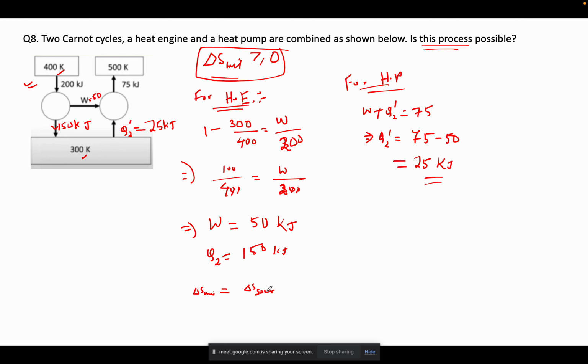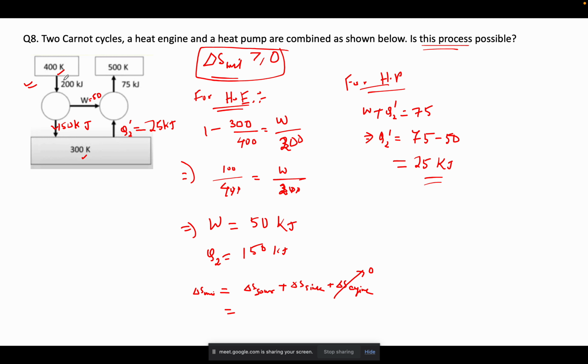That basically the system then surrounding. Okay, delta S source plus delta S sink plus delta S engine. Now since this engine is undergoing a cycle and entropy is a property, this delta S engine will be equal to 0. Okay, so delta S source will be what?